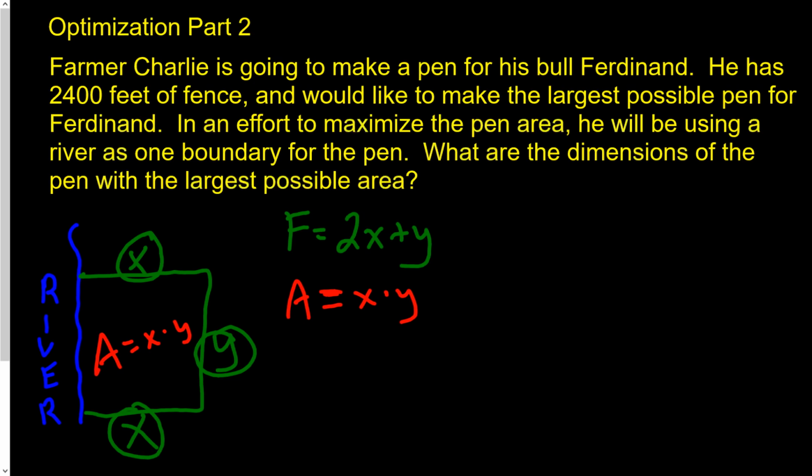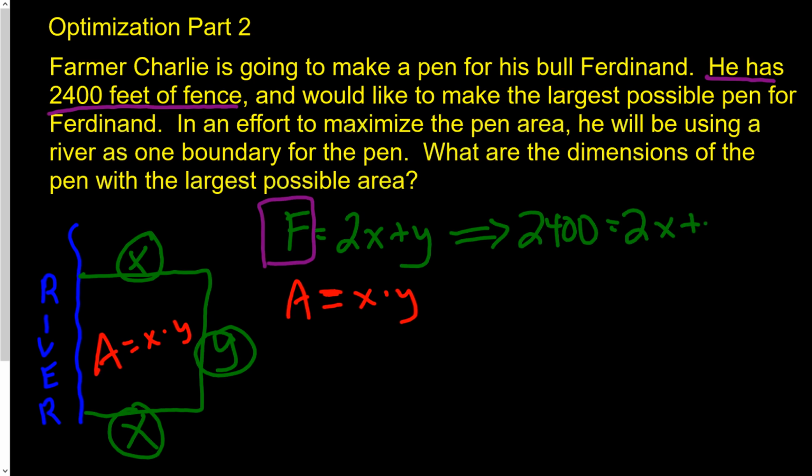Okay, so what do we know? We know that he has 2,400 feet of fence and would like to make the largest possible pen. So what we know is how much fence he has. I'm just going to replace that F with 2,400. So maybe I should do an arrow, not an equal sign. 2,400 equals 2x plus y.